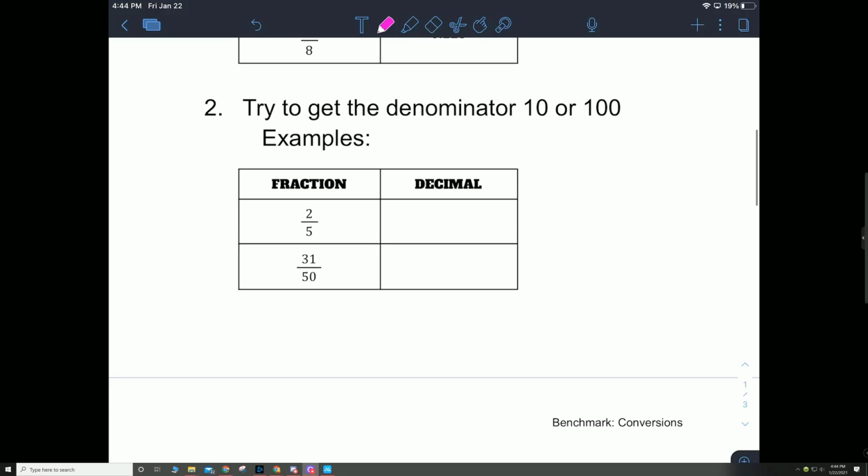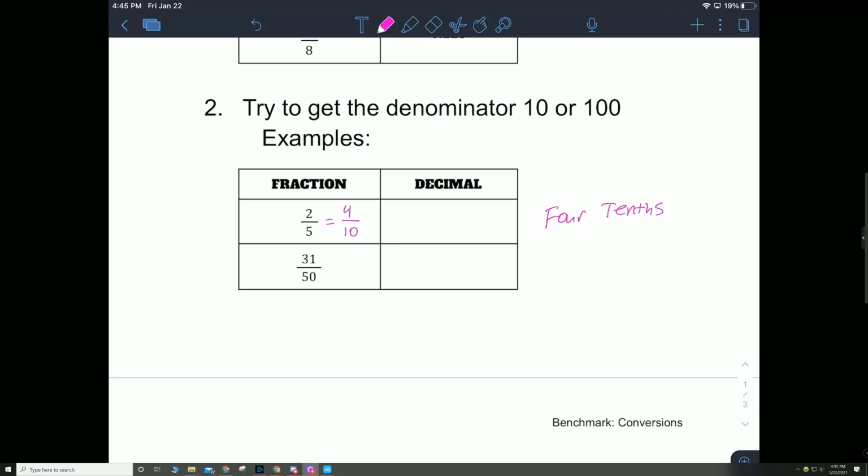Number two, if you don't have it committed to memory, or it's one of the easier ones, try to get a denominator of 10 or 100. Our number system is base 10, so multiples of 10 make the fraction very easy to turn into a decimal. Let's do some examples. If I take 2/5 and I want to turn that into a denominator of 10, I can simply double the top and double the bottom. Doubling the top yields 4, doubling the bottom yields 10. This fraction is known as 4/10.